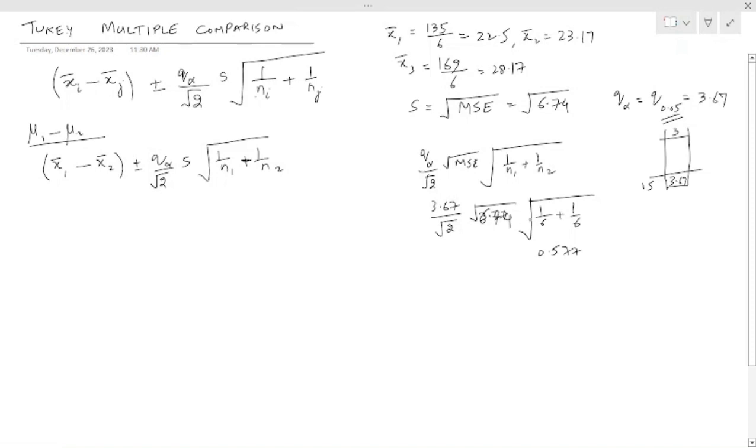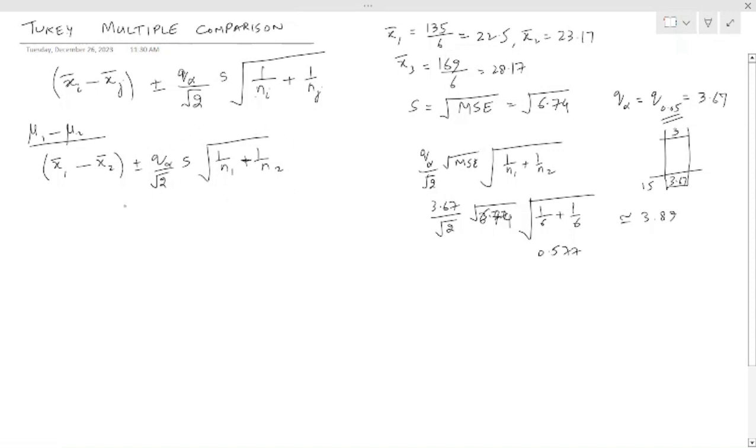So 6.74, and then multiply by 3.67, and then divide this answer by square root of 2. So 3.889, that is nearly equal to 3.89. So this entire answer is 3.89.